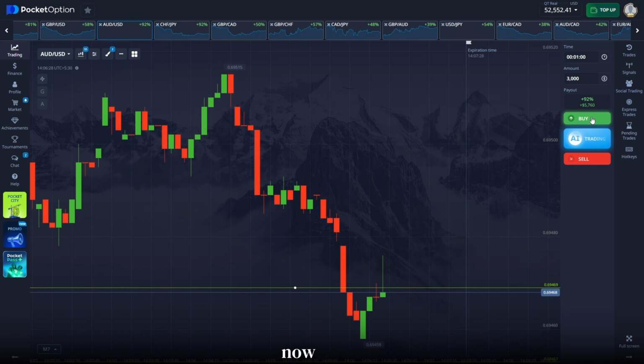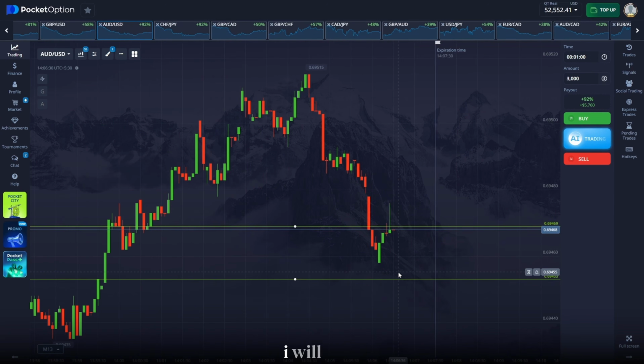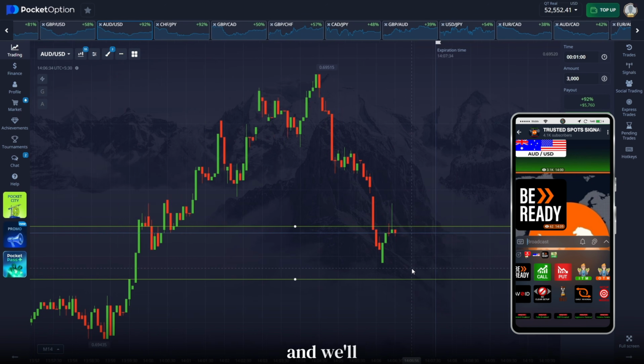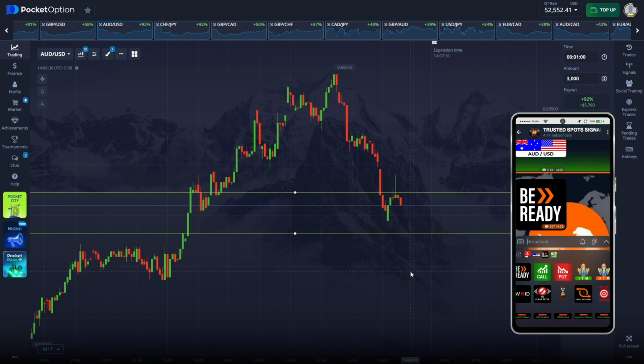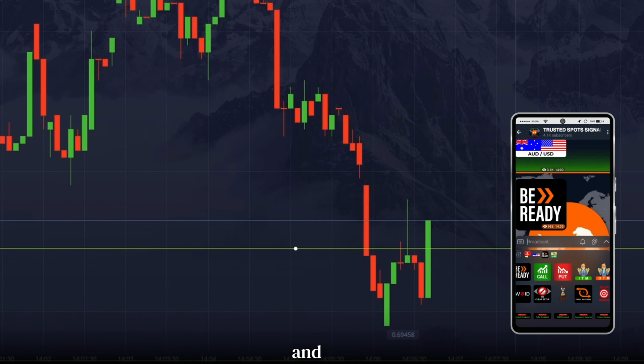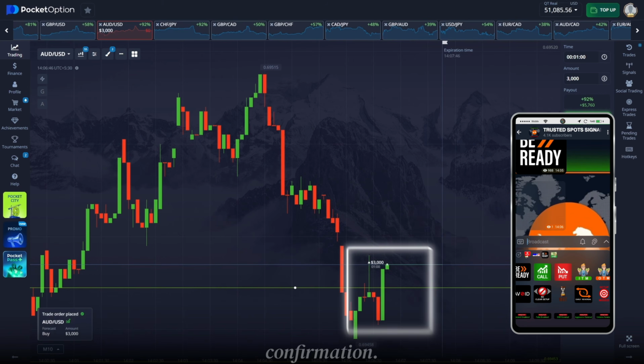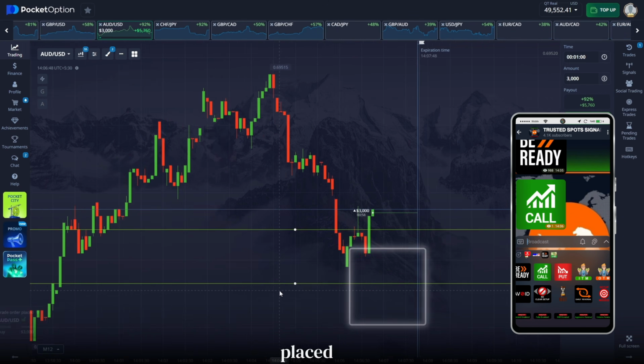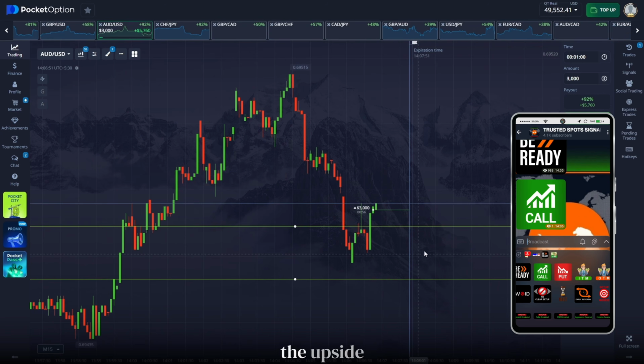Okay, now we get rejected back. I will wait patiently for the price to fall again and will wait for another clear confirmation candle. Okay, price is falling. Let's wait now for another confirmation, and yes, that's the confirmation, and I have placed the first trade of today's session in the upside direction. Let's understand the logic behind this trade.